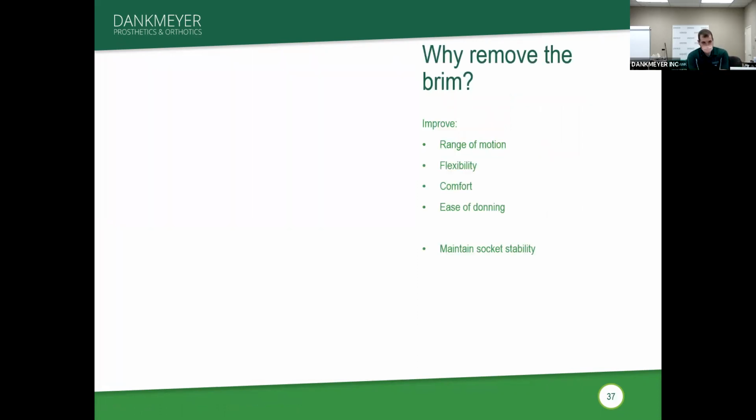But when we're designing an interface for someone, we want them to be comfortable. We want them to wear it. Sometimes those ischial containment sockets can be uncomfortable. Some patients don't tolerate that pressure very well. So we want to improve the range of motion, since the ischial containment sockets come quite high onto the residual limb. We want increased flexibility, comfort, and ease of donning.